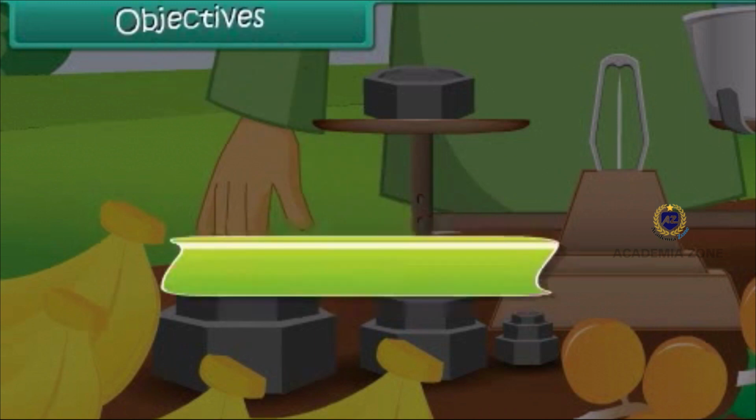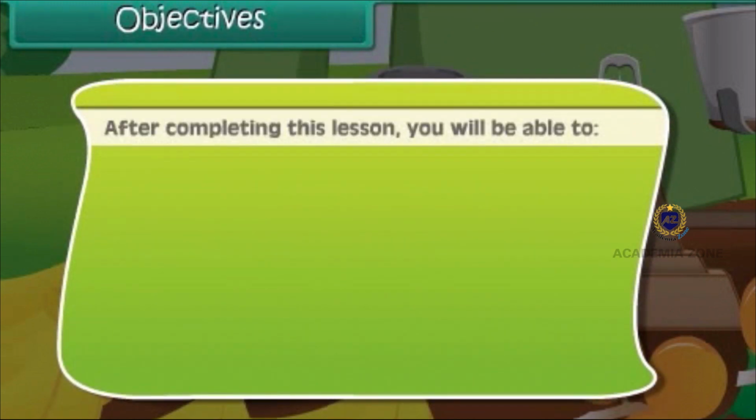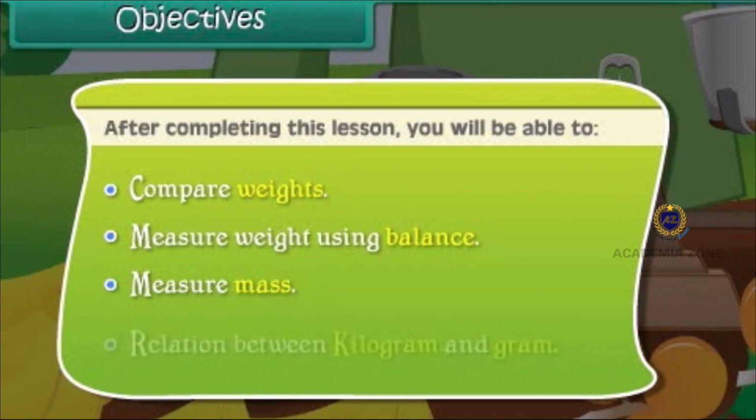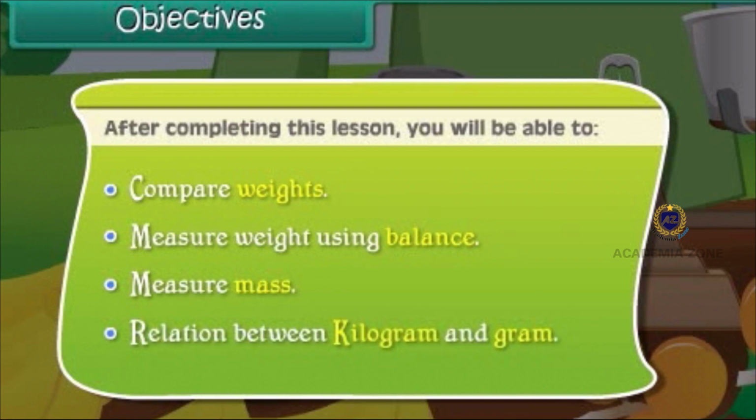Objectives. After completing this lesson, you will be able to compare weights, measure weight using balance, measure mass, and understand the relation between kilogram and gram.